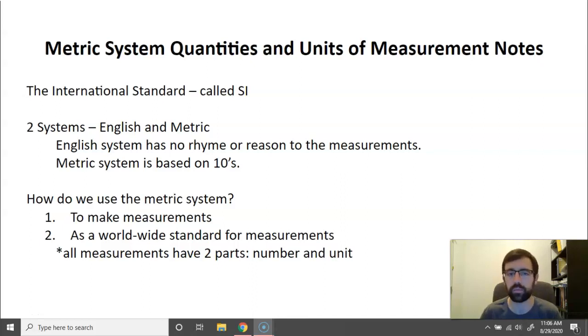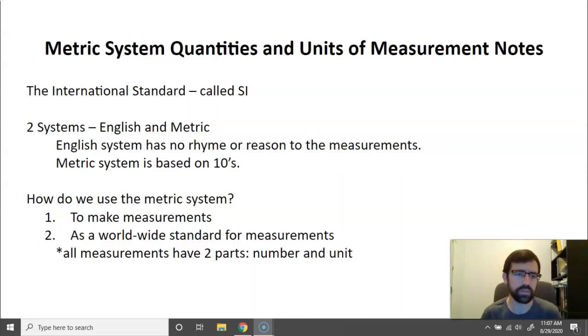Some of you have probably already been somewhat familiar with it. The goal of this video is to make sure you know how to convert between units in the metric system. Alright, the metric system is also called the International Standard, or SI. That's the abbreviation from the French of System International.